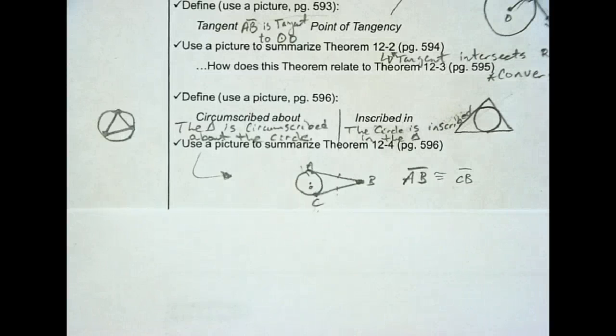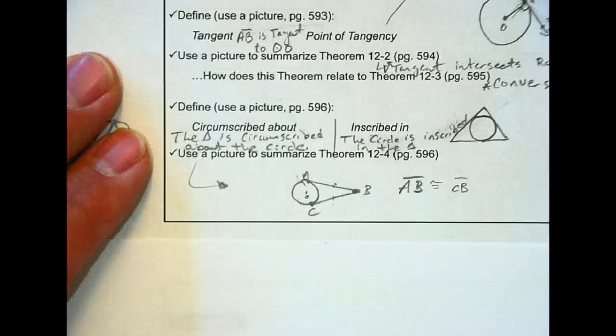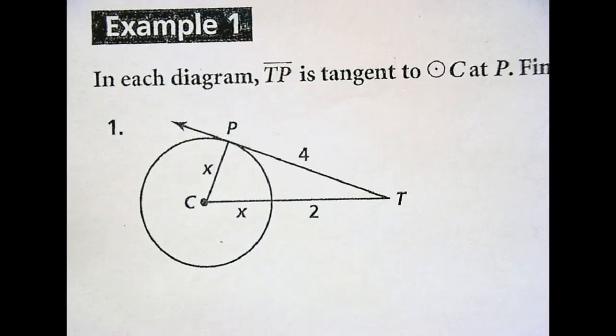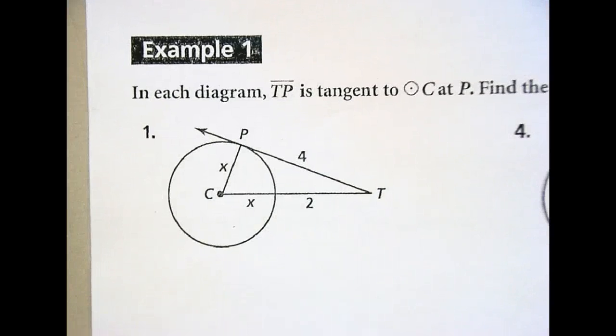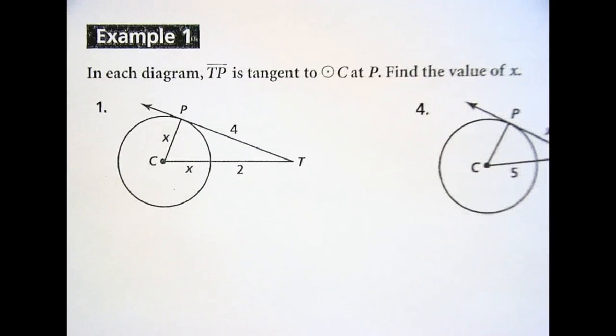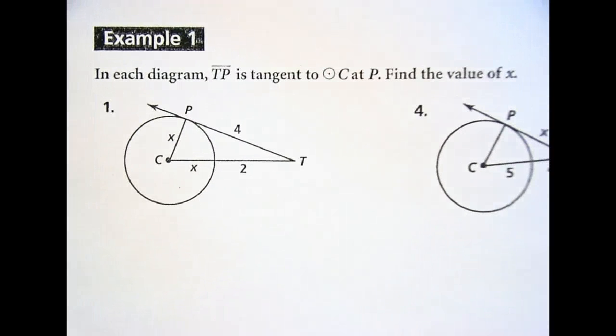We're going to use the Pythagorean theorem a lot today. You may use some foiling today and that kind of stuff, but let's try to apply that. Any questions there? Okay, moving on here. I want you to take a look at your assignment. You can copy some of these problems down in your notes. Here's number 1. It says in example 1, in each diagram, TP is tangent to circle C at P, find the value of x. So we're going to try number 1 and 4 together. We'll work through those two.